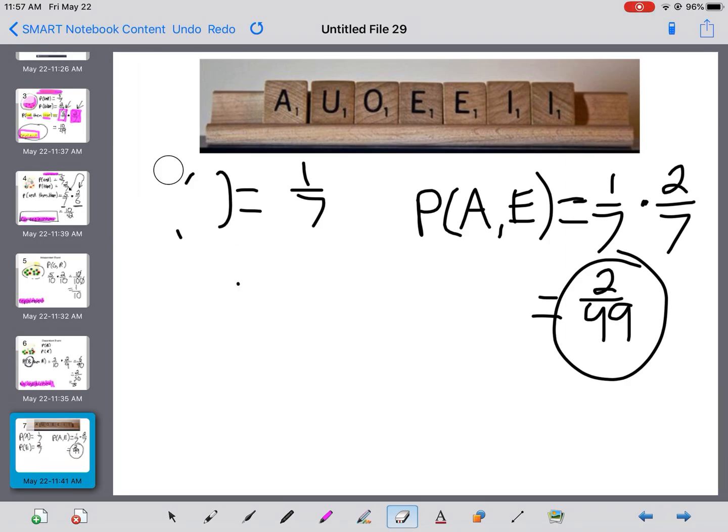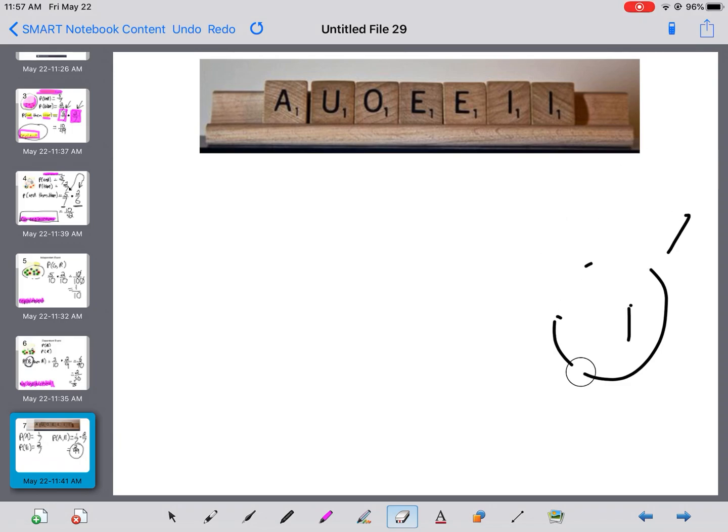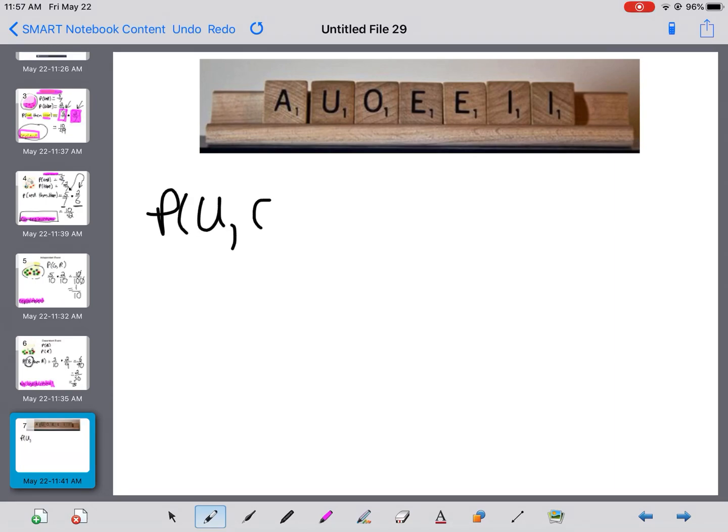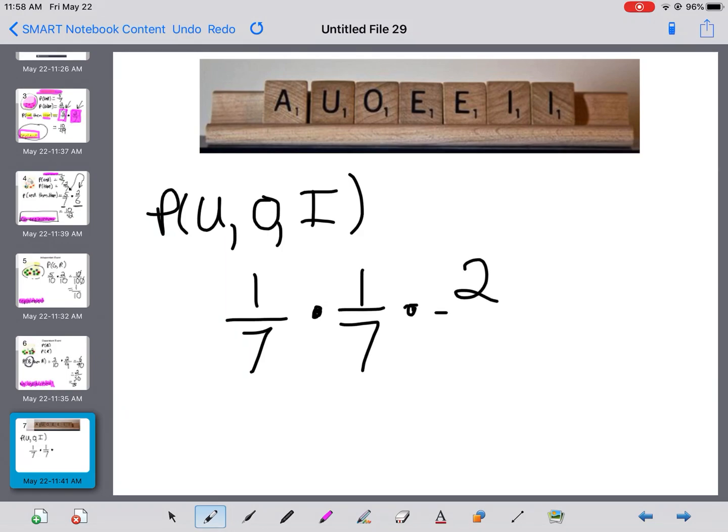Let's do it with 3 events in a row, pretending we're replacing it right now. So what's the probability that I get a U and then an O and then an I? U-O-I. So the probability of a U, I'm replacing it every time, these are independent, is 1/7 times an O, which is another 1/7, times an I, which is 2/7.